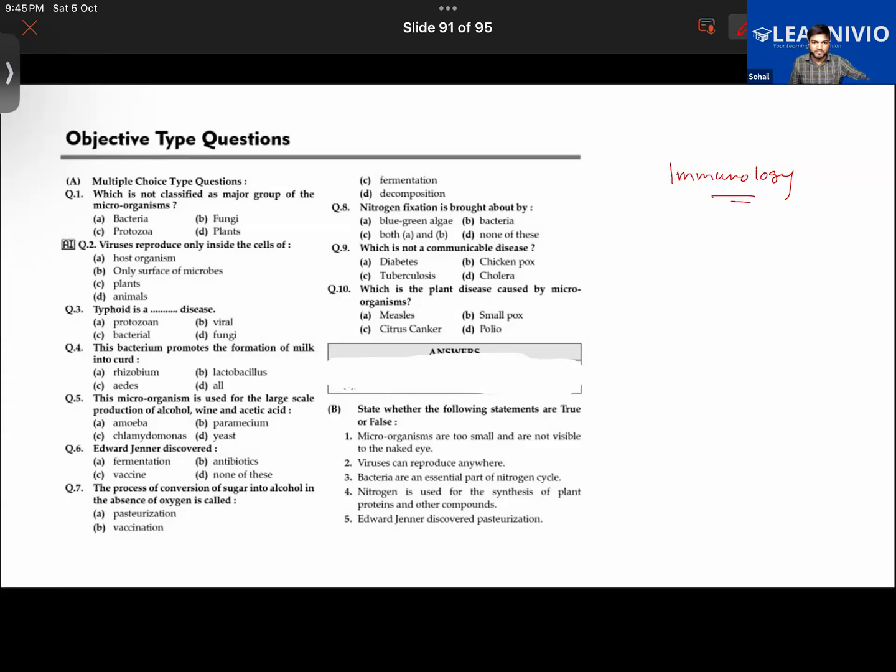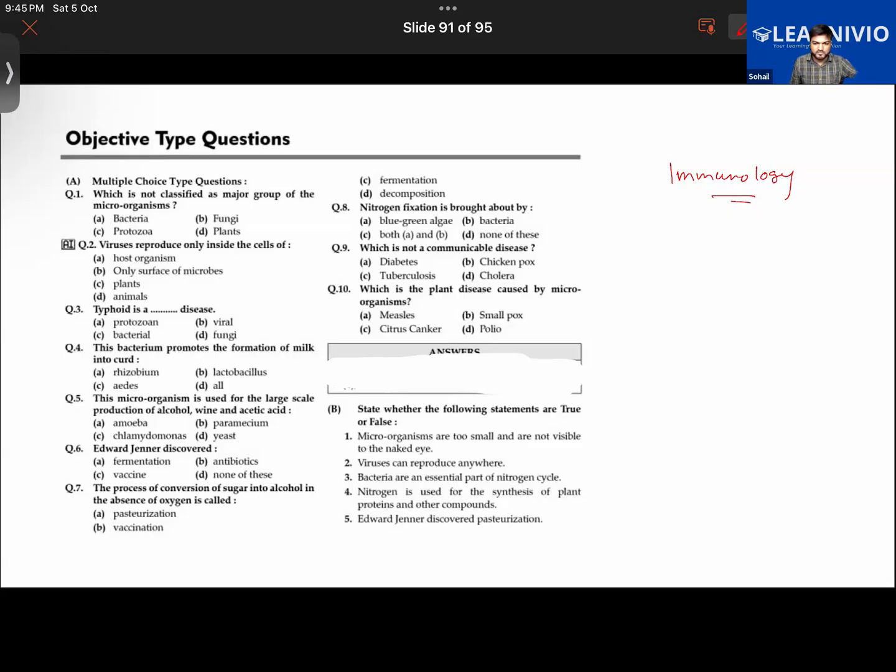Citrus canker. Okay, what kind of fruit is infected with citrus canker? Not okra, that was yellow vein mosaic. Citrus canker affects all fruits containing citrus, whether it be orange, grape, or lemon. Okay, next question.